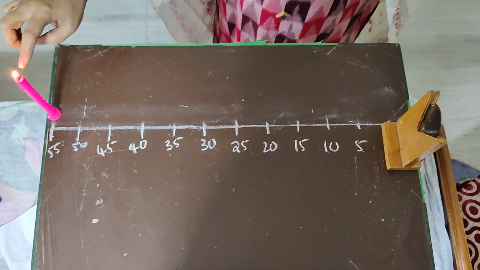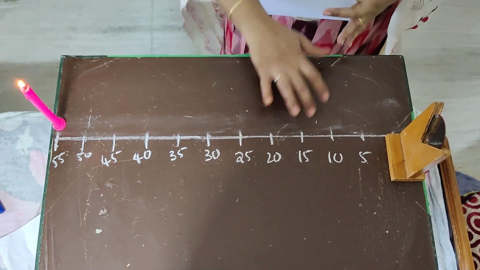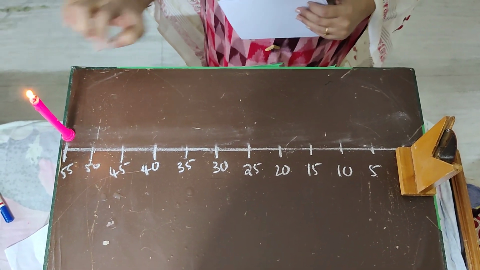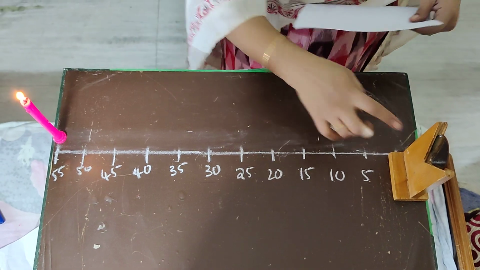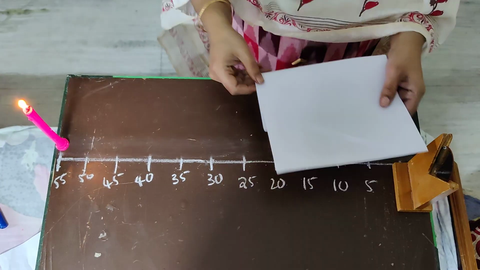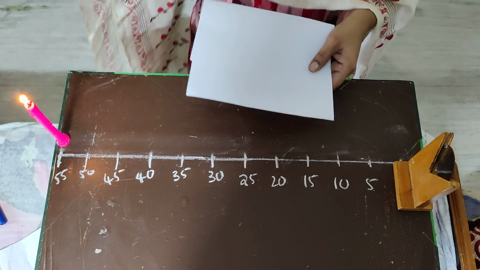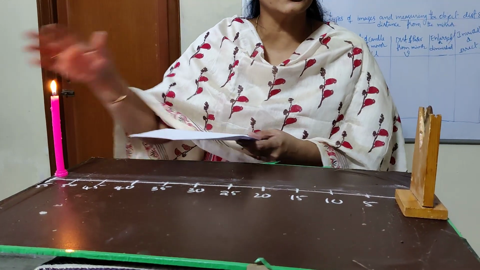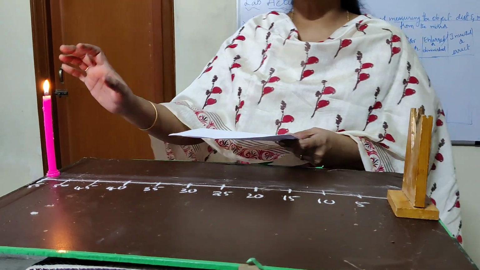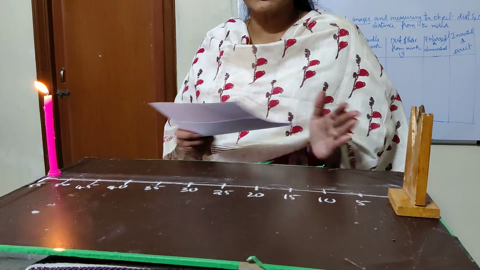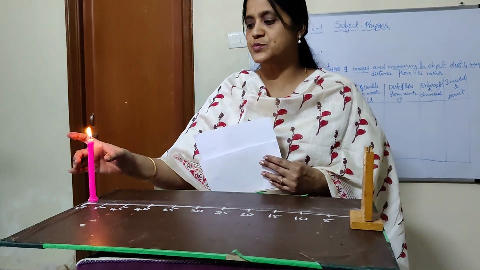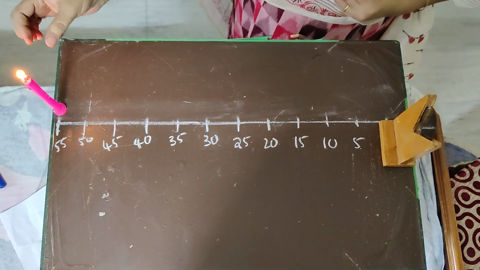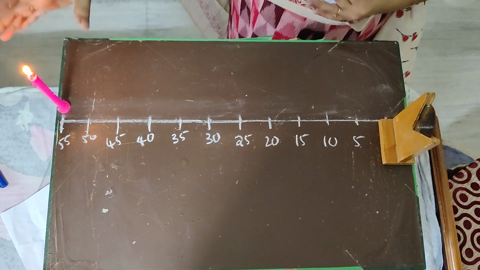And always, what are the precautions we have to take while doing this activity? The tip of the flame should be above the principal axis. See, this is the center pole. From this, the tip of the flame should be above. The flame of the candle should always be above the principal axis. This is the precaution, and while measuring the distances we should not disturb the position of the candle and the mirror. First condition, we place this candle at far.